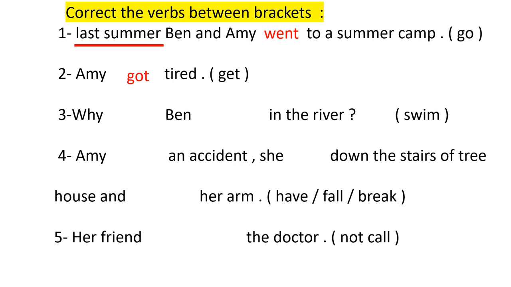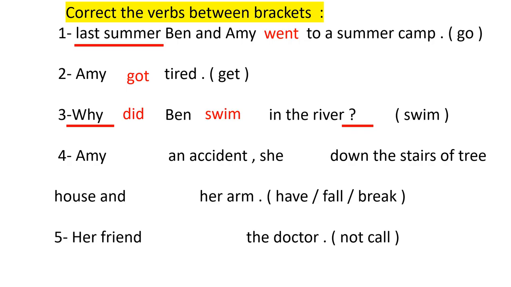Why did Ben swim in the river, and the verb is swim. In this sentence we have 2 spaces because I have the word why and the question mark. So this is a question. How do we make a simple past question? We need, excellent, did. Do we have a past verb in the simple past question? Do we use swam? Excellent. We don't use swam. We use infinitive verb swim. Thank you.